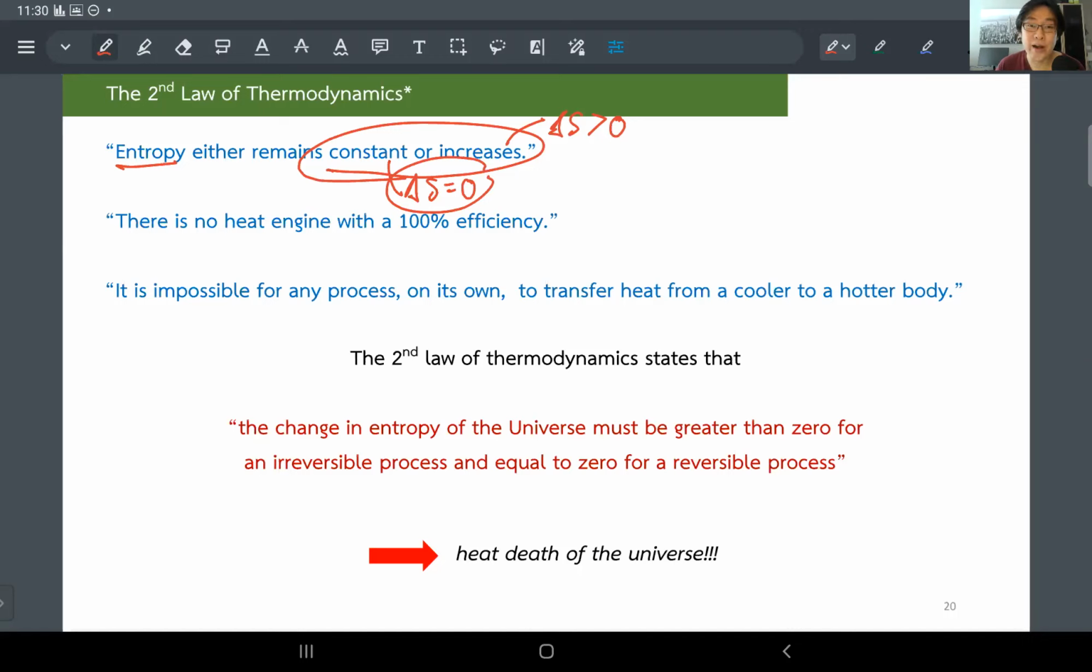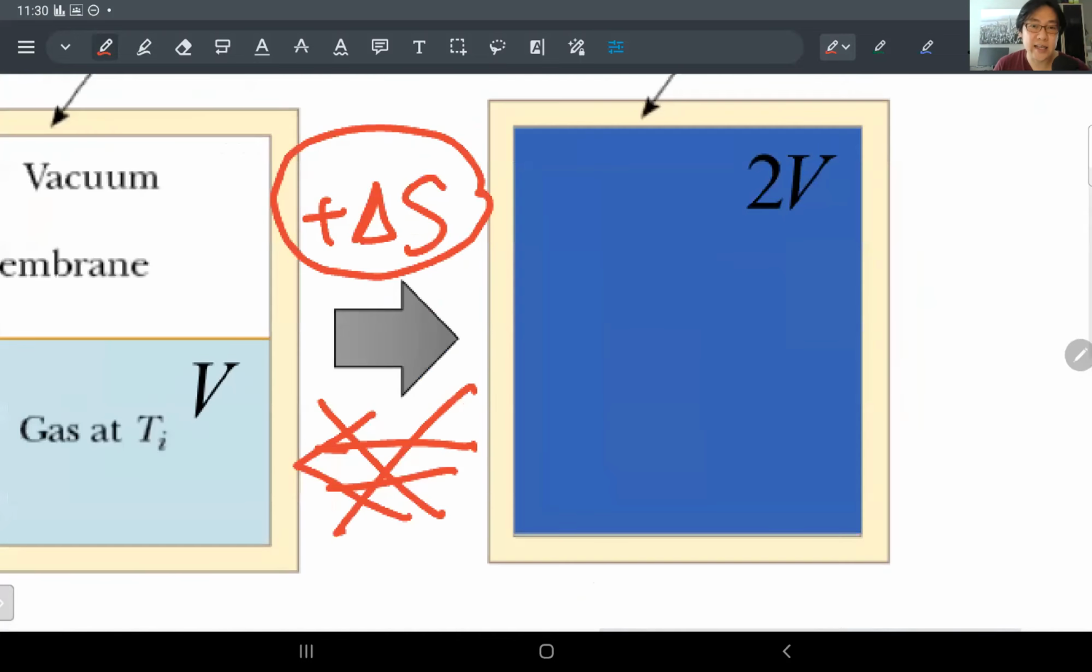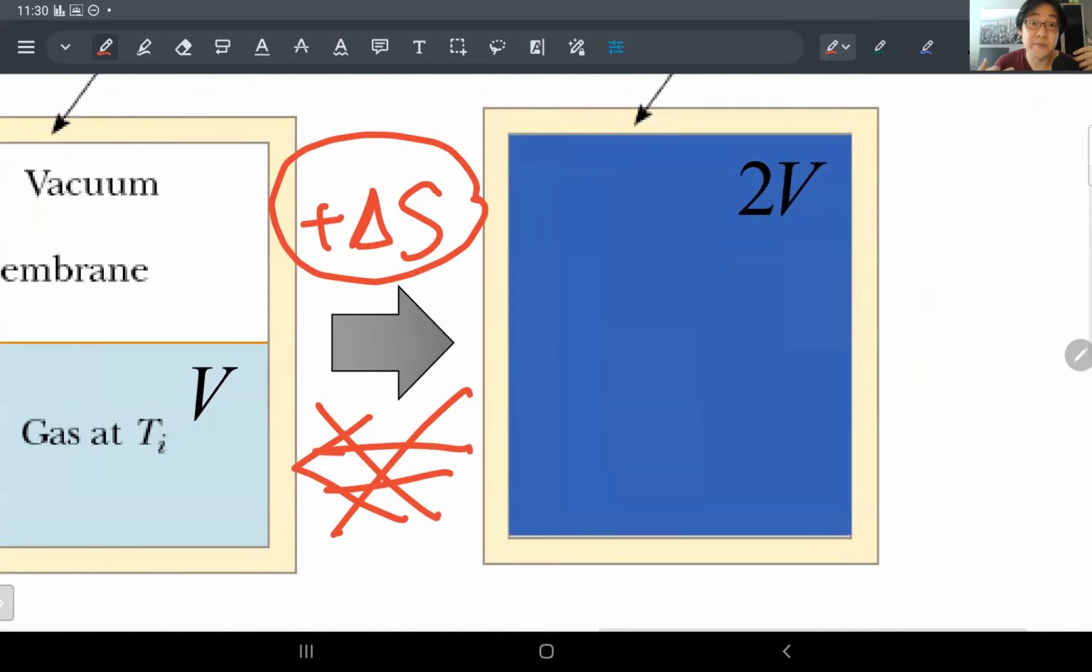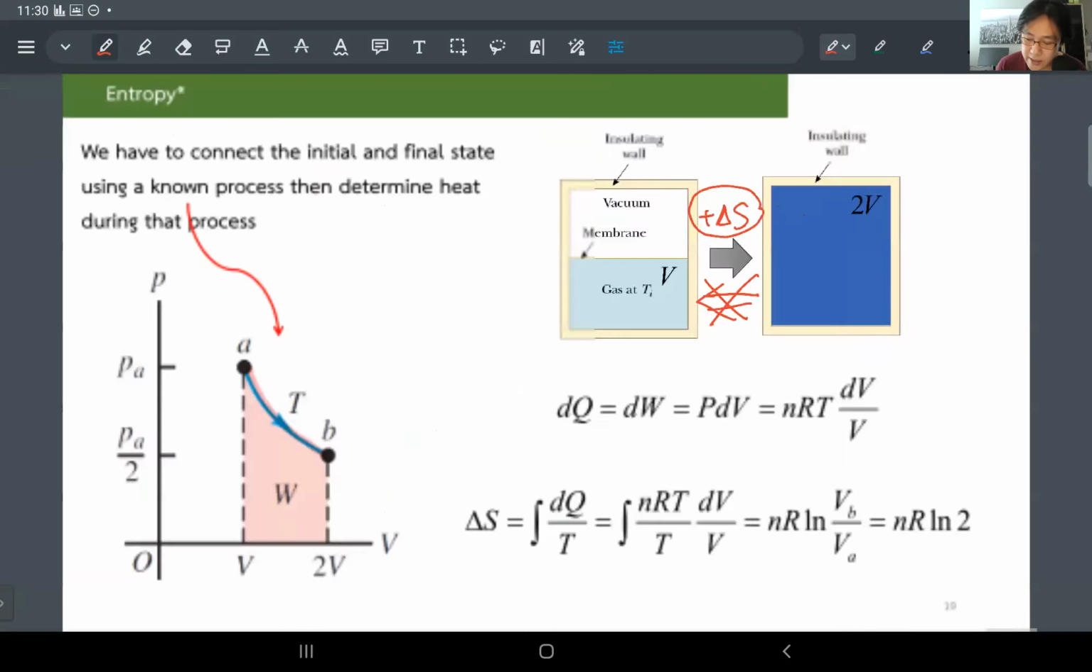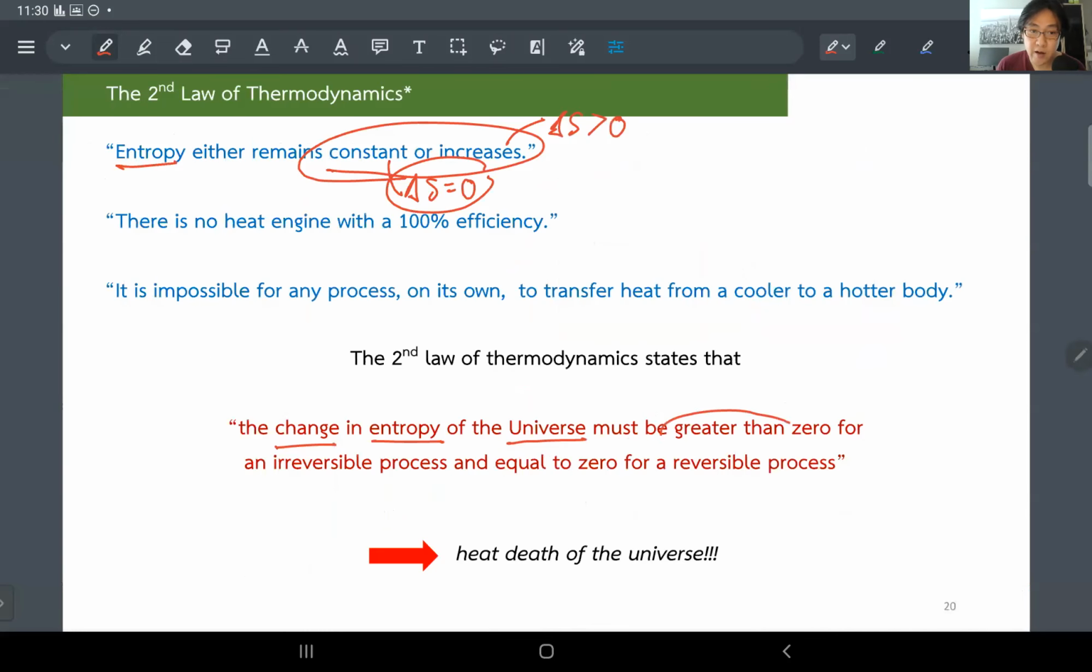So the second law of thermodynamics is saying this: the change in entropy of your universe. When you say universe, it doesn't have to be the actual universe. This could be my universe right here, the gas in the insulated container. So it's an isolated system, that's what I'm saying. It must be greater than 0 for an irreversible process, but the best that it can do is equal to 0, believe it or not, for a reversible process.